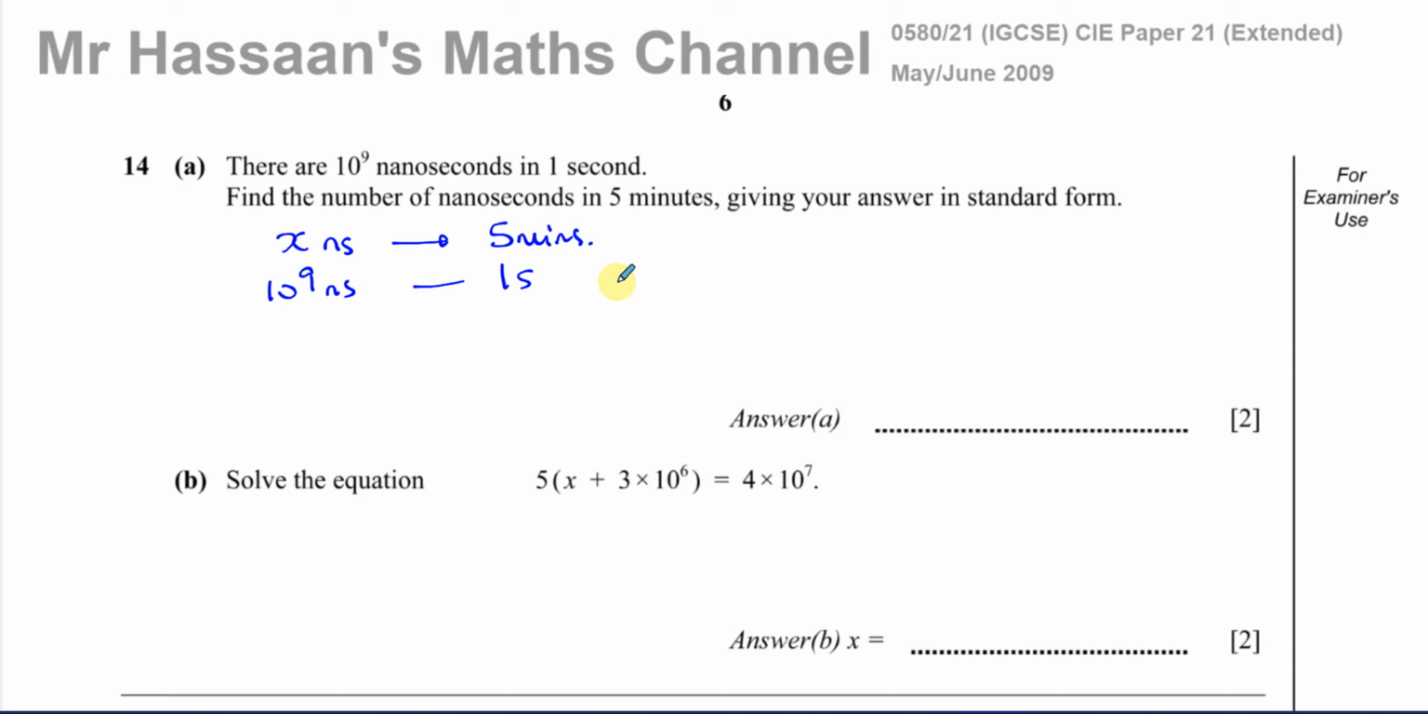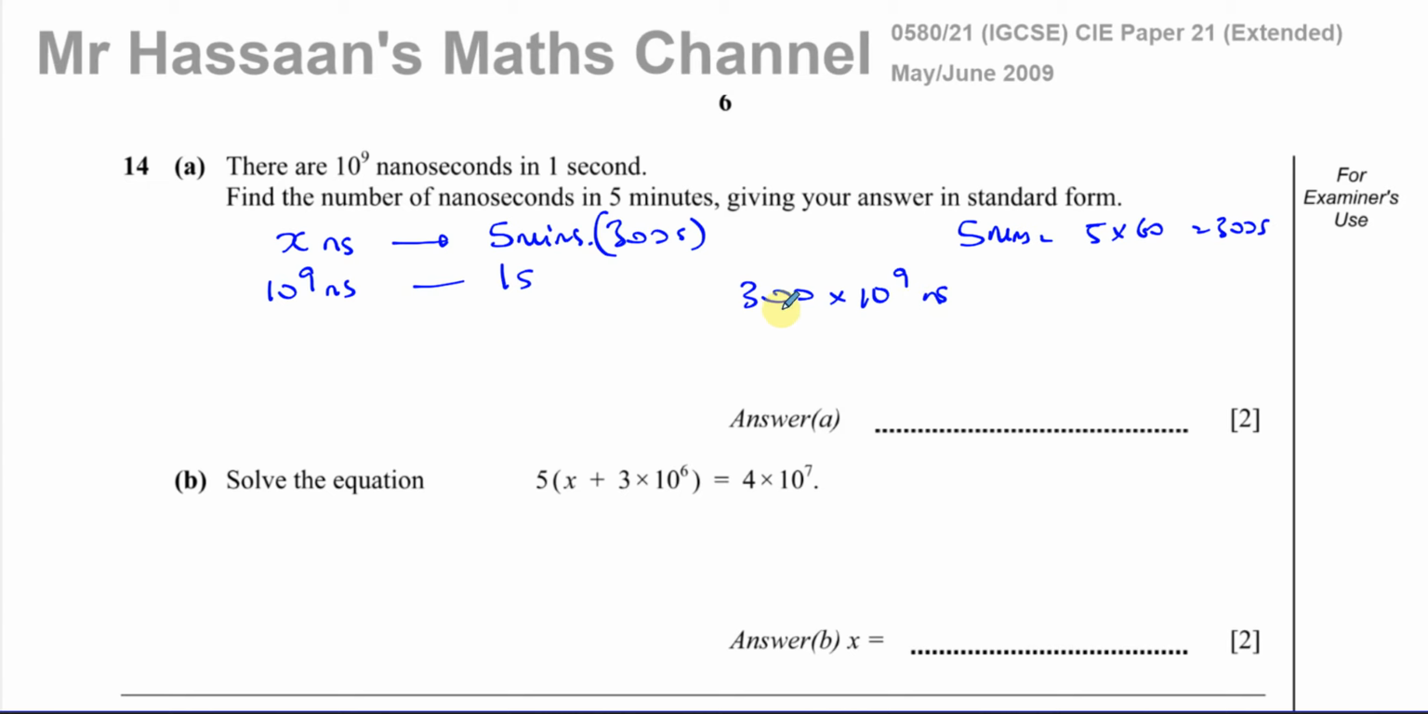So what we can do here is cross multiply, but before doing that, we can change 5 minutes into seconds, so the units are the same. So 5 minutes is 5 times 60, which is 300 seconds. If you want to find what x is here, we can just simply cross multiply. It's going to be 300 times 10 to the power of 9. So we have 300 multiplied by 10 to the power of 9. That's the number of nanoseconds there are in 5 minutes.